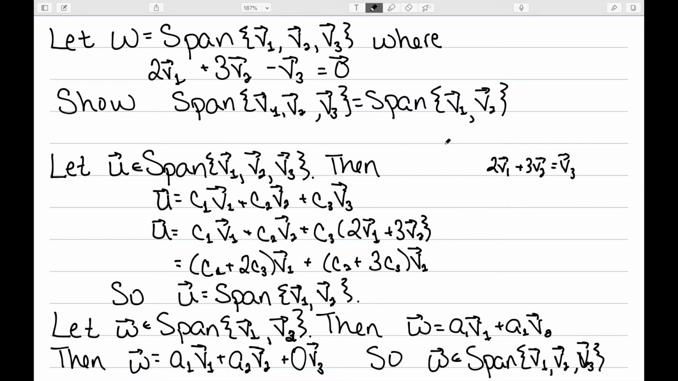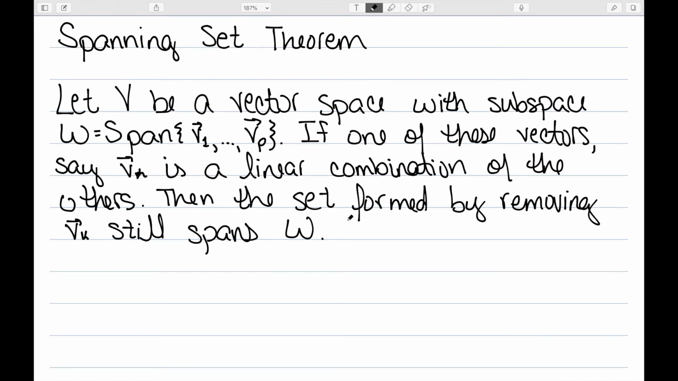And this is kind of a demonstration of my next theorem. The spanning set theorem tells me if V is a vector space with subspace W, which is the span of V1 through Vp, and if I know one of these vectors, let's say Vk, is a linear combination of the others, then the set formed by removing Vk still spans W. So if I know that one of them can be written as a linear combination of the others, I can ignore it completely and still have a set that spans. Let's look at an example using this.